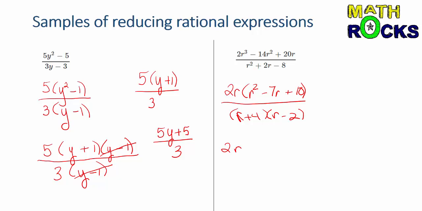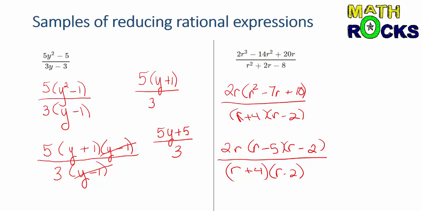So knowing at the top, I still have some factoring to do with r squared minus 7r plus 10. So we're going to take r, put that in the front, two numbers who multiply to be 10, who add to be negative 7. Well, that's going to be minus 5 and minus 2. Now the numerator is completely factored.